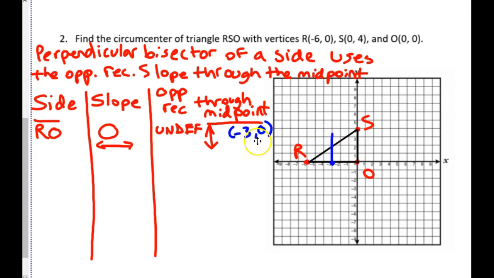So I wrote down my midpoint right here, and I did my vertical line. By the way, what kind of triangle is this? Right triangle. So we know from the front side, right triangles have a circumcenter that's on the edge.